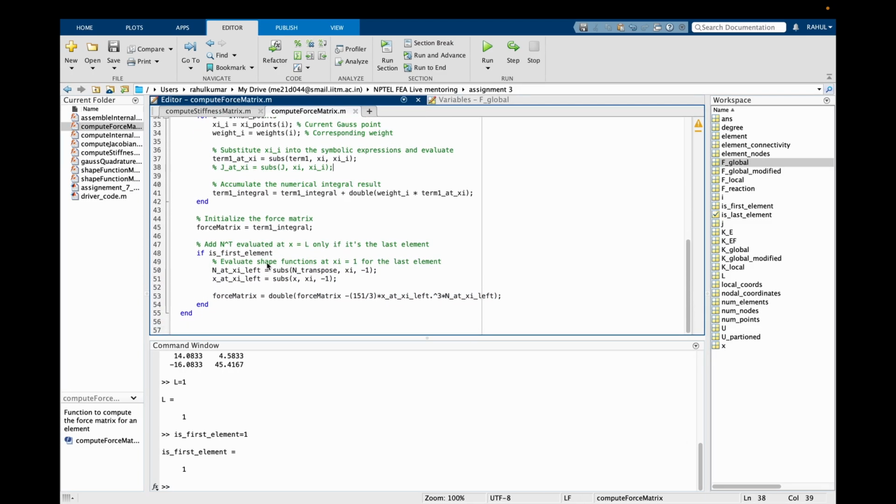Now it is asking whether it is the first element, so definitely it is the first element. Now I have to substitute at the place of zeta, I have to write -1. Later I had to write zeta equal to 1 because that was the right end point, but here it is the left end point when you substitute the Neumann boundary condition. Tell me, is it correct or not?